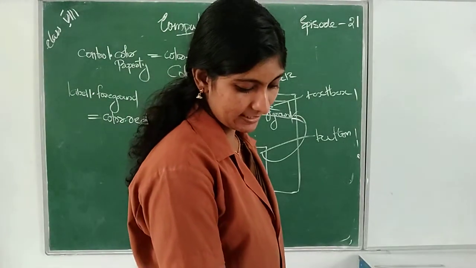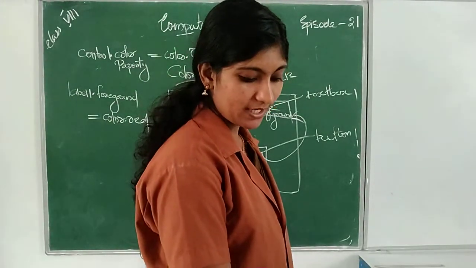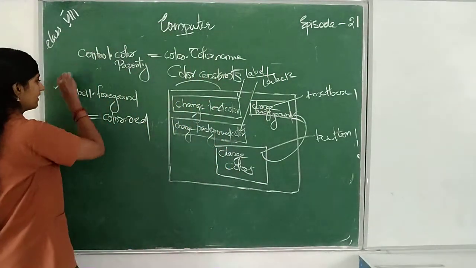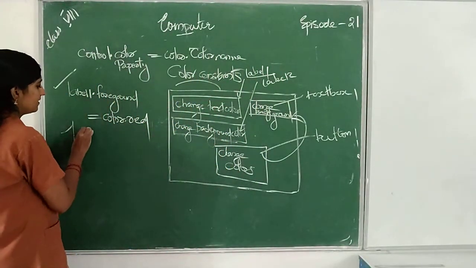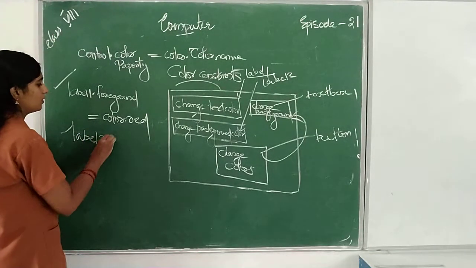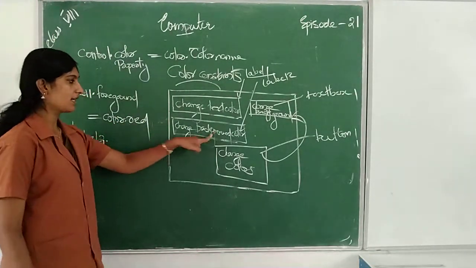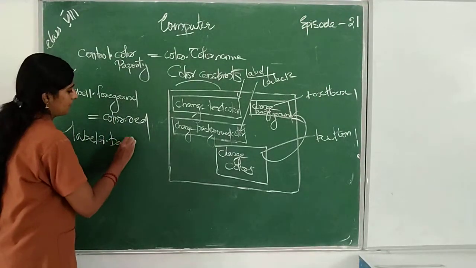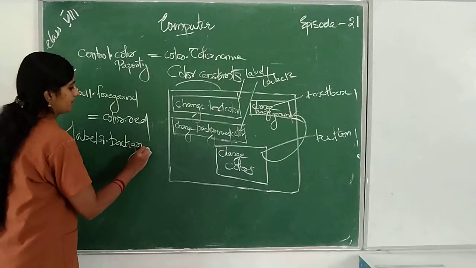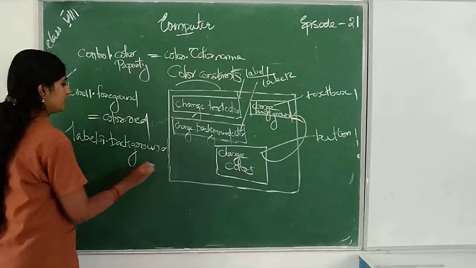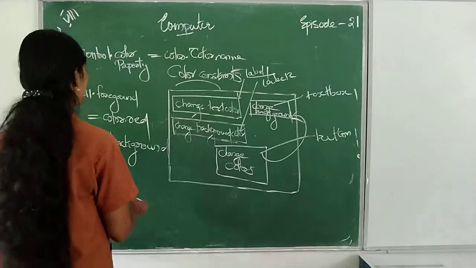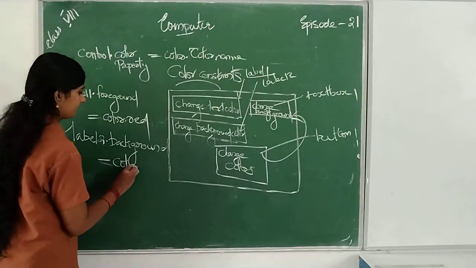Next is change the background color of the second label. How to write? Label 2 dot background color. So that property is background, then equal to which color? Green color. So color dot green.